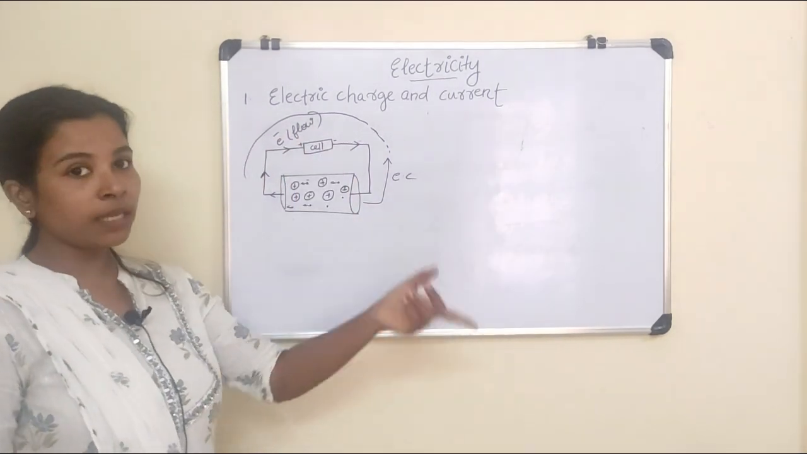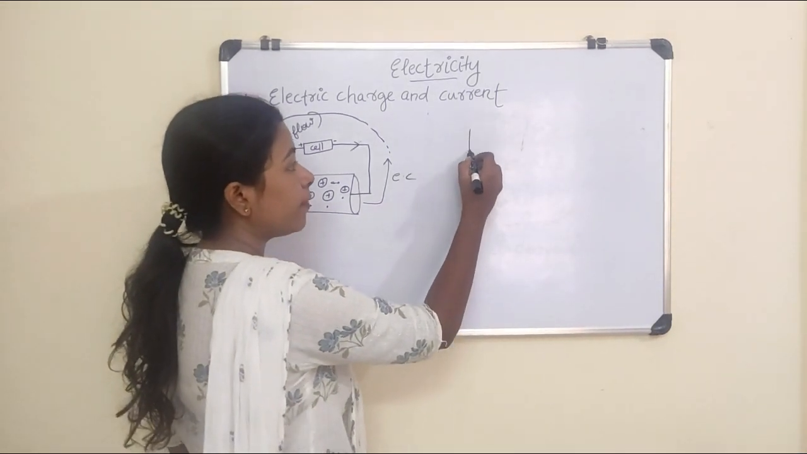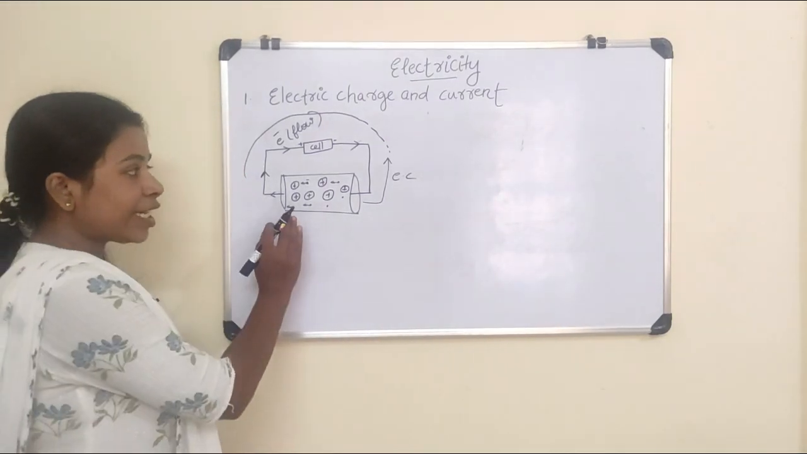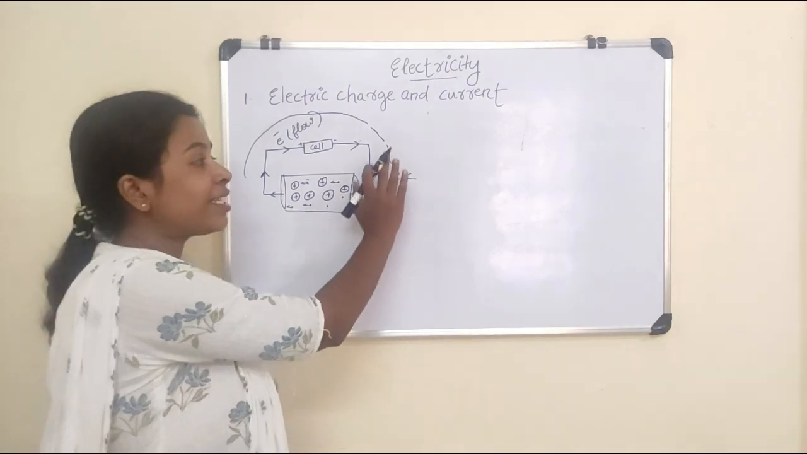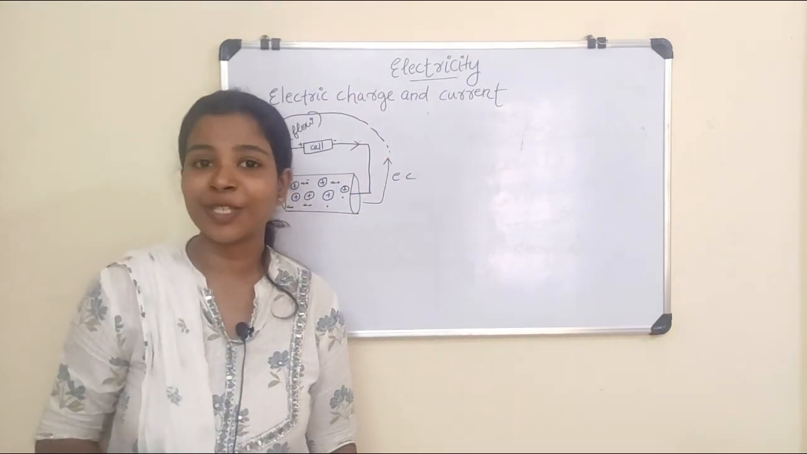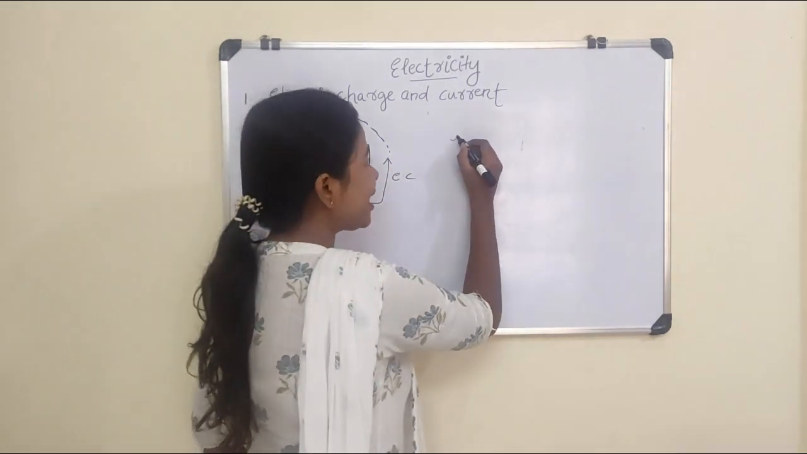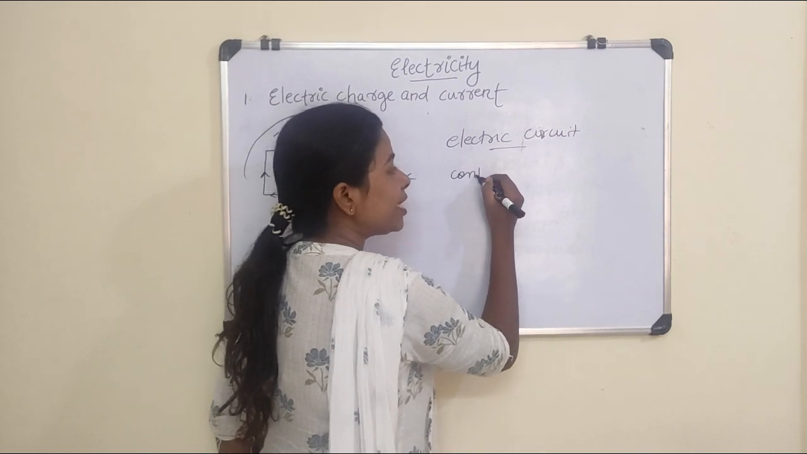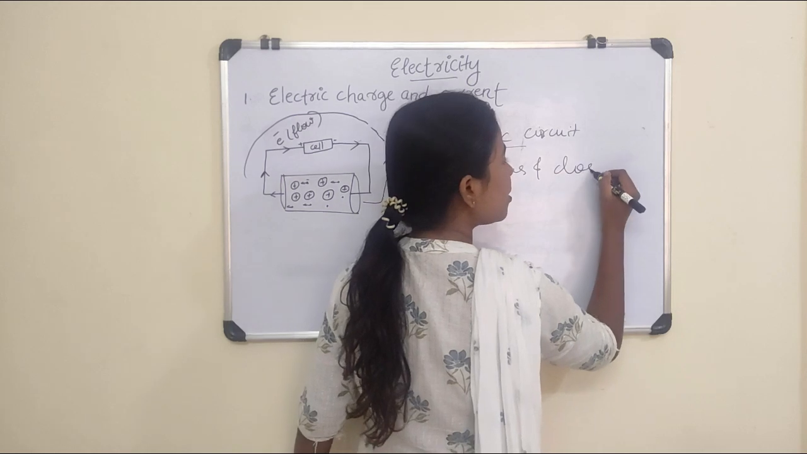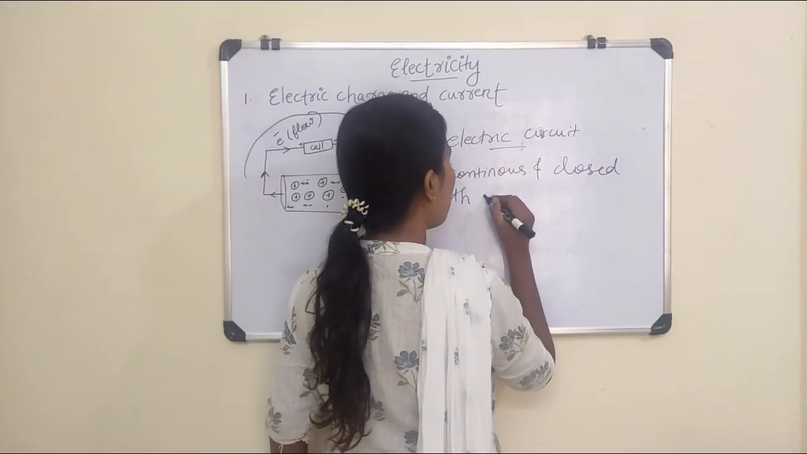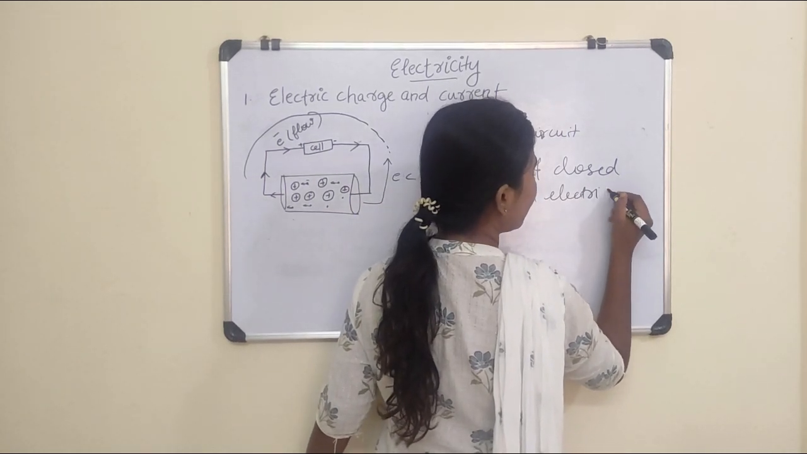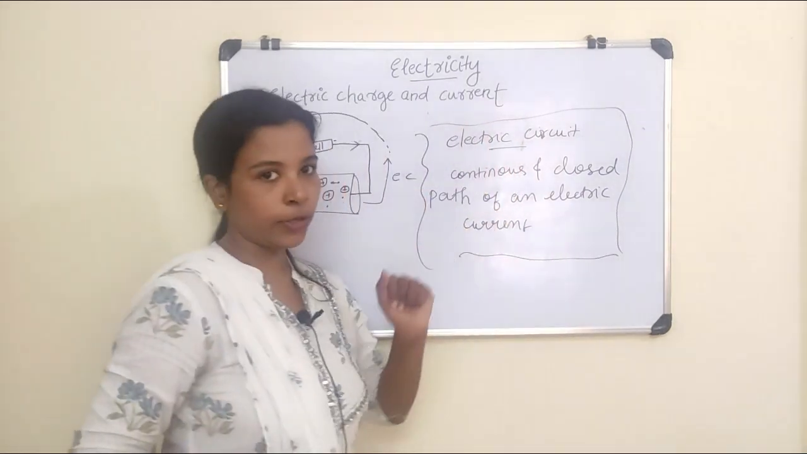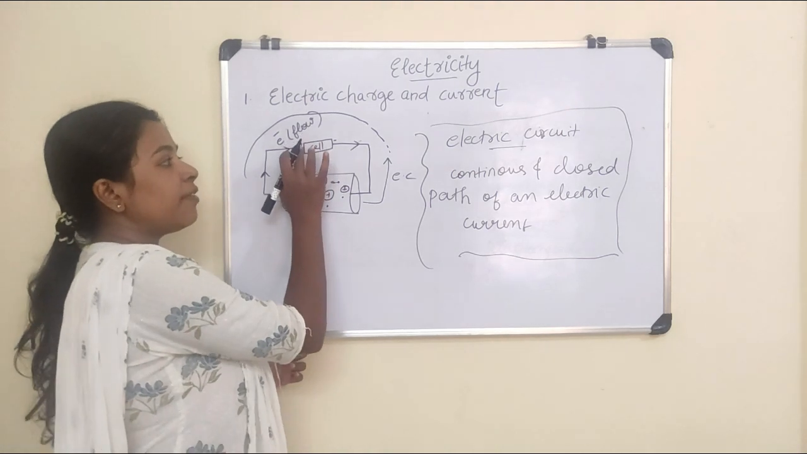Understood? Now here what can you see? A continuous and closed path for an electric current. So this is known as an electric circuit. What is an electric circuit? An electric circuit is a continuous and closed path of an electric current. Understood? So this is termed as an electric circuit.